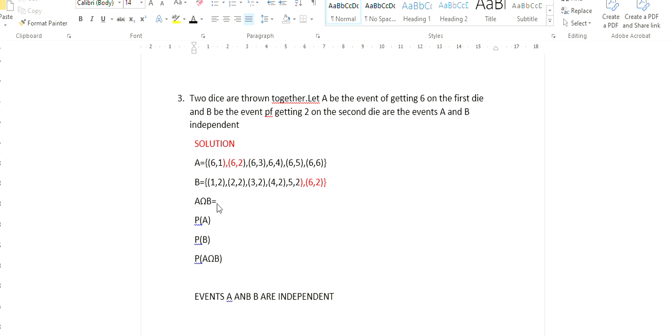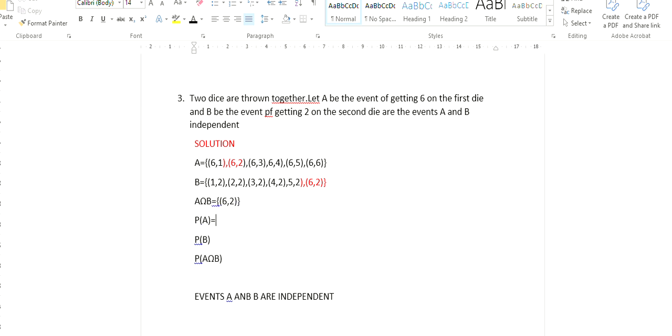Now we have to find out whether they are independent. What is the condition? A should not depend on B or B should not depend on A. That is the meaning of independent. So what is the intersection? 6 and 2. How many combinations do we have? 6 comma 2. If there is any intersection, we have to write it just to prove that they are independent.